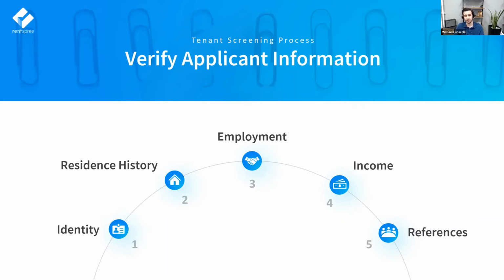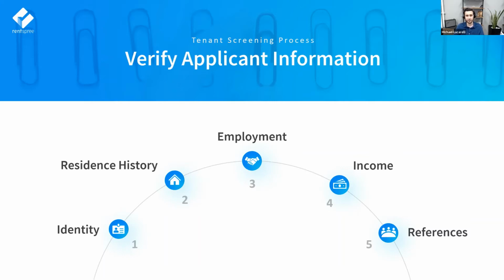Next is residence history. So thinking about how we verify residence history, this is where it's important that you have had all the information already filled out on the rental application, which will enable you then to verify the residence history by potentially contacting the current landlord or previous landlord.